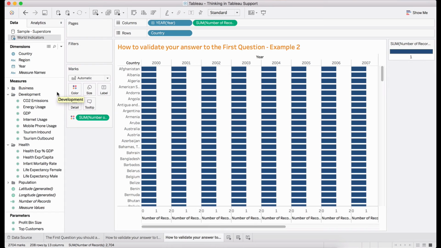So if we started off by asking what does a single record mean, it means the statistics captured at a country and year level. That's the answer to this question. I hope with these two different types of examples, you are able to get a sense of how to validate the answer to your first question about number of records. This is something I recommend that you do in every single project.